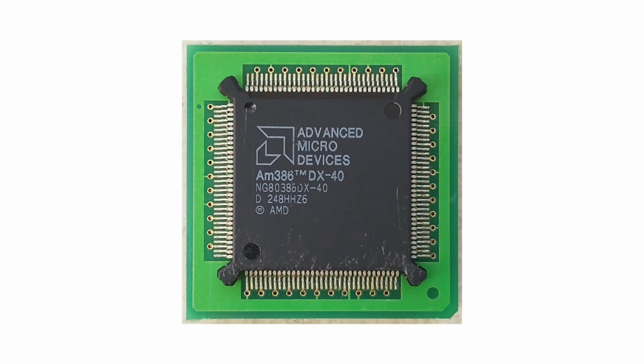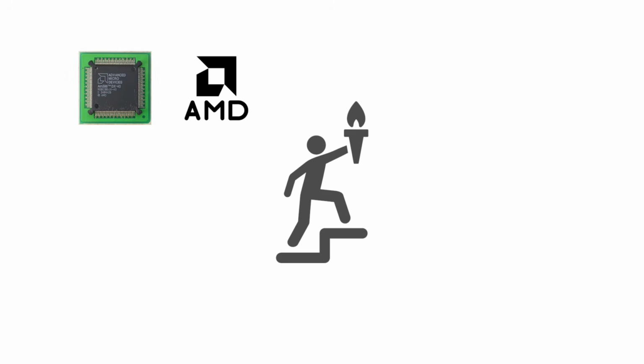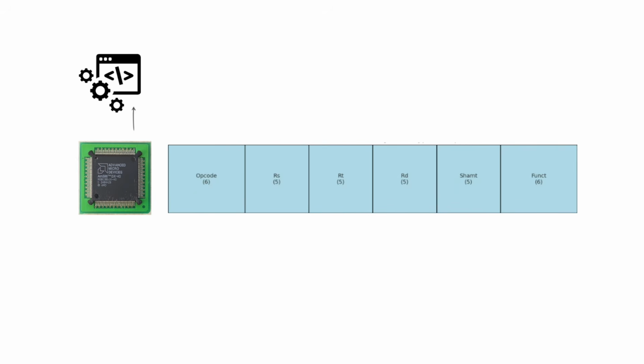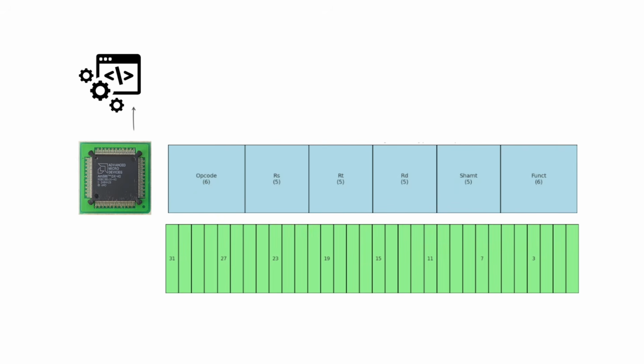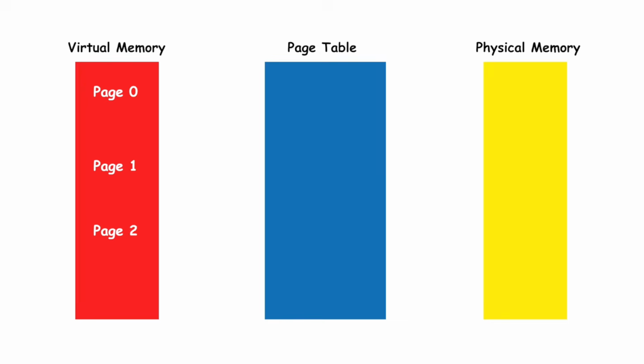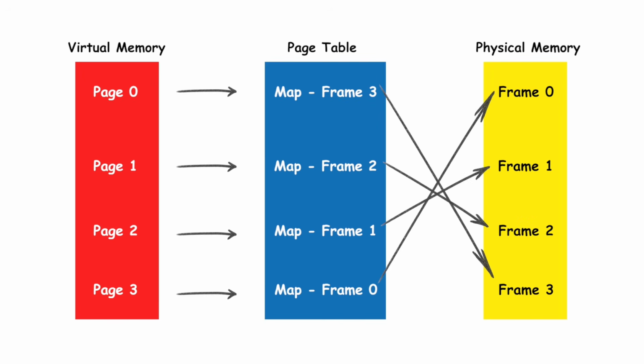The AM386 moved AMD into true leadership in the early 1990s. Architecturally, the 386 family introduced a full 32-bit design with 32-bit registers, a 32-bit data path, and a 32-bit address space, which dramatically expanded what operating systems could do. Hardware paging enabled virtual memory, letting computers use disk space to extend usable memory.